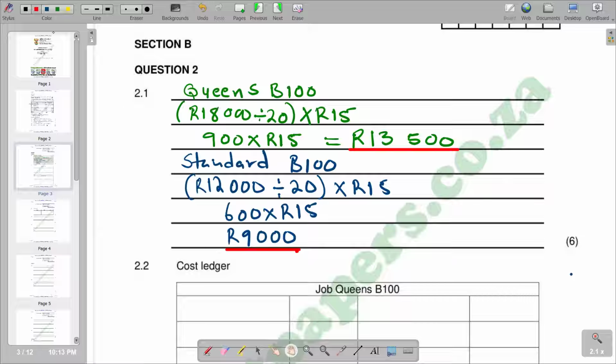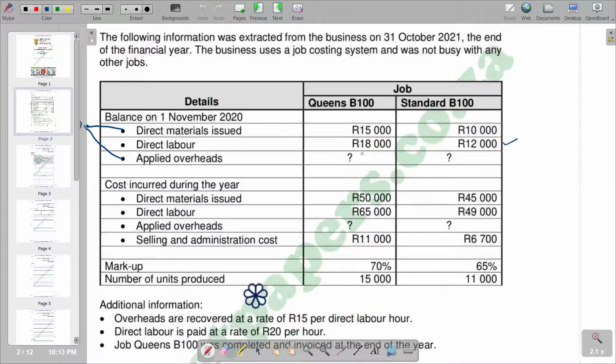So you'll see that we've got 13,500 rands for Queens, and then we've got 9,000 rands for Standard. So we come here and fill in, so that when you calculate the totals, it becomes similar. Queens B105, 13,500. Standard, we got 9,000.